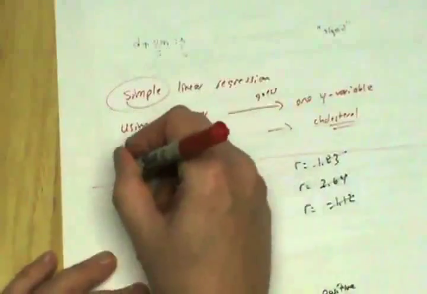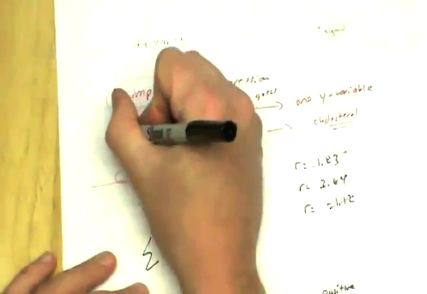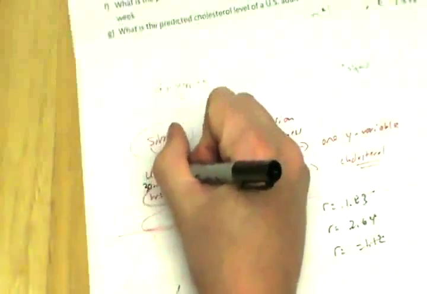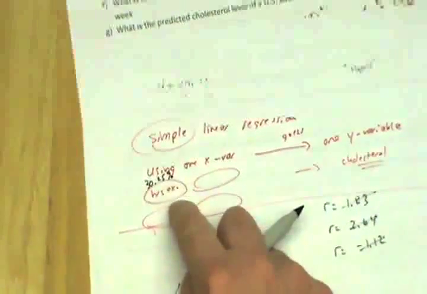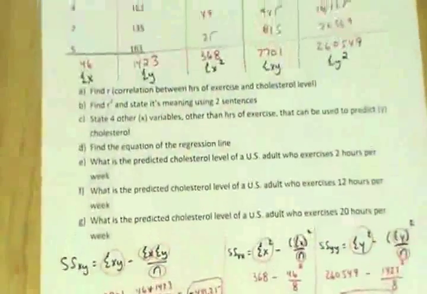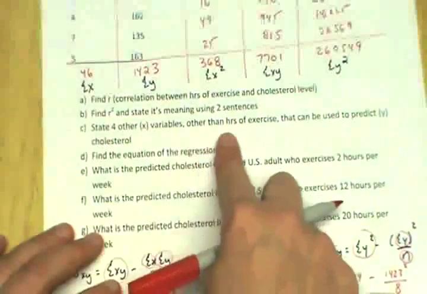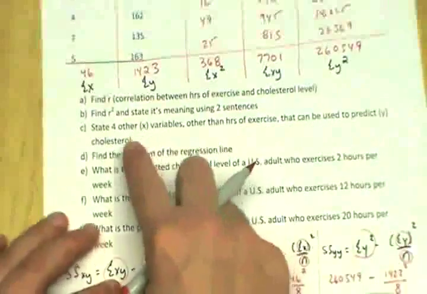Well, we know that there's other variables over here, but we can backtrack and say, well, according to what we found a second ago, 30.25% of your cholesterol level is because of your exercise. Then what we can do is fill in some other variables here that'll total up the rest of the 69.75%. So the next question I always ask for part C is, state 3 or 4, in this case 4, state 4 other variables other than hours of exercise that can be used to predict cholesterol.